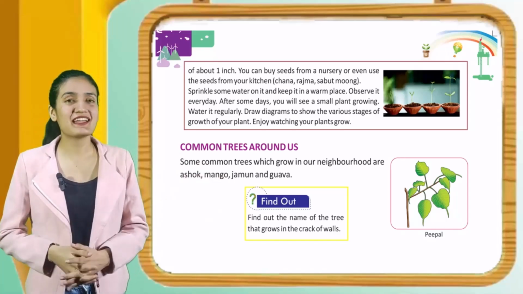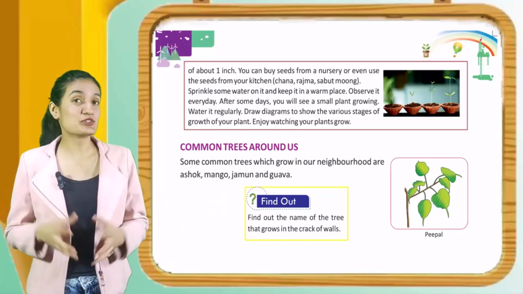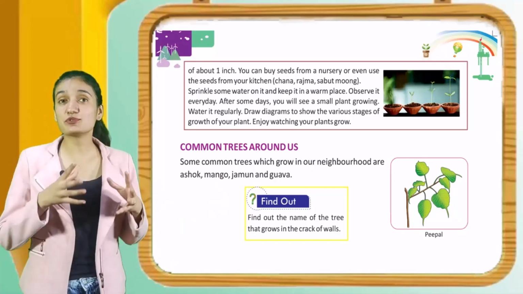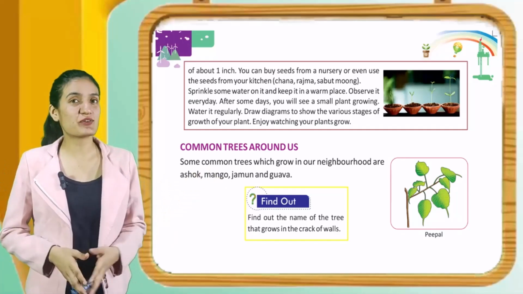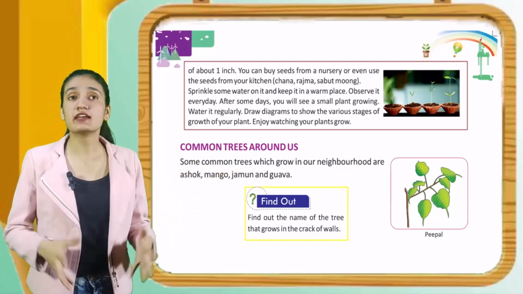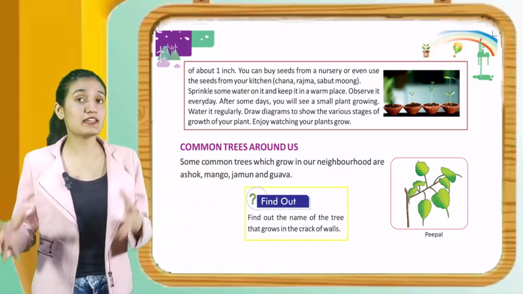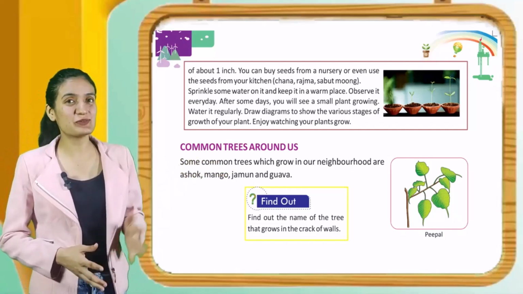Observe it every day. After some days, you will see a small plant growing. Water it regularly. Draw a diagram to show the various stages of growth of your plant. Enjoy watching your plants grow. Now, common trees around us. Some common trees which grow in our neighborhood are ashok, mango, jamun and guava.